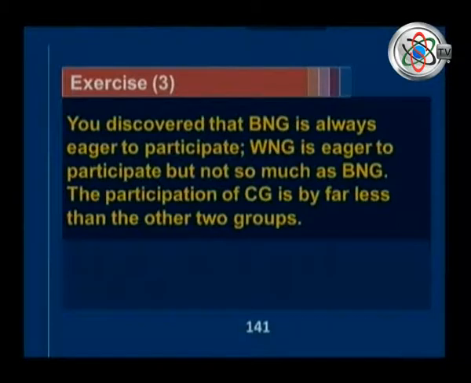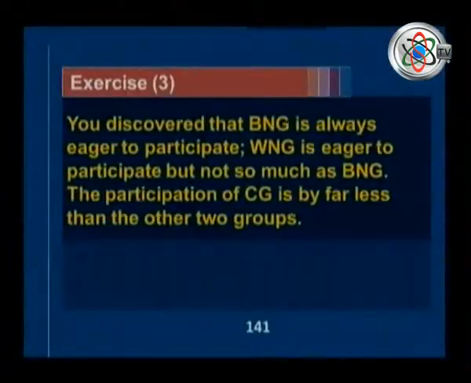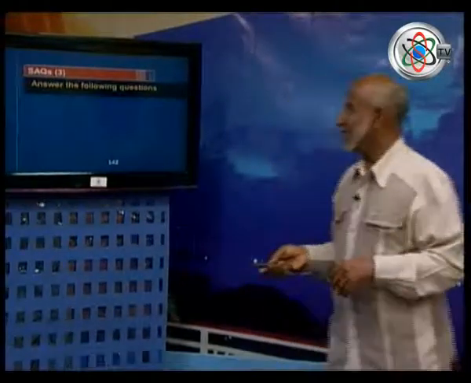So you discovered that B and G is always eager to participate, to take part. W and G is eager to participate, but not so much as B and G. The participation of CG is by far less than the other 2 groups. You see, this is comparison. Answer the following questions, drawing on the self-assessment questions as well.